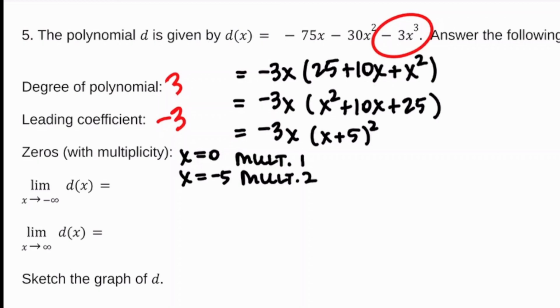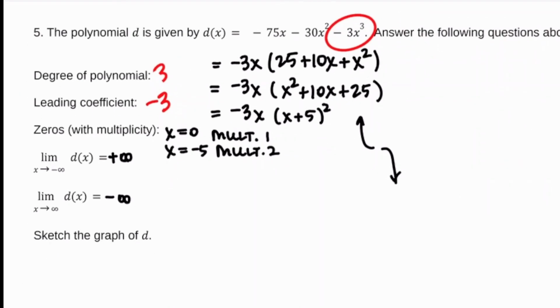Now the limits. It's a negative leading coefficient on an odd degree polynomial, so it'll look like negative x cubed. As x approaches negative infinity, that's the first one it asked for, what's happening as we move to the left, the graph's going up. d of x is getting larger and larger, going towards positive infinity. And as x approaches positive infinity, d is approaching negative infinity.